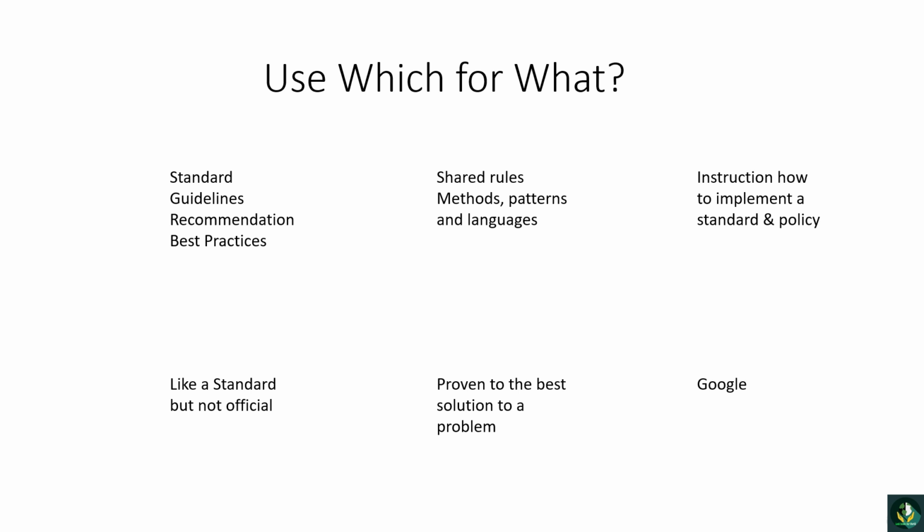A standard is a formalized set of rules, methods, patterns, and languages shared amongst the production team and used to create a uniform product. A software standard allows different teams and developers to understand each other's program code and measure it for conformity to accepted standards of quality. Guidelines are advice on how to implement a standard or a policy.